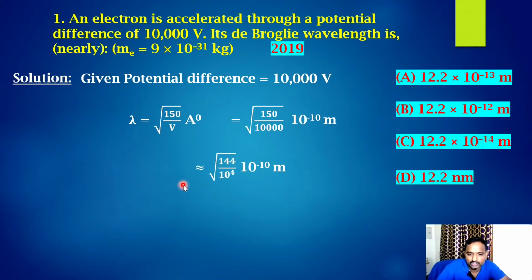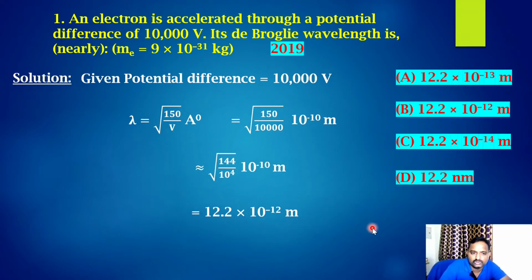So I can write approximately root over, instead of 150, 144 I will write. Why? Because root over 144 I know that is 12. So for easy calculation I am taking an approximate value here. So instead of 150 I wrote 144. So here root over 144 by 10,000, means 10 power 4, into 10 power minus 10 meter. So if I simplify, I will get 12.2 into 10 power minus 12 meter. From the given options, option B is the answer.